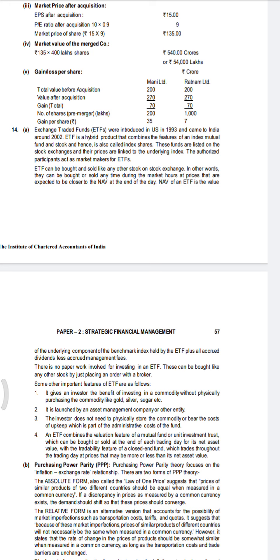There is no paperwork involved for investing in an ETF. These can be bought like any other stock just by placing an order with the broker. Some other important features of ETF are as follows. Commodity benefit without physical. It gives an investor the benefit of investing in a commodity without physically purchasing the commodity like gold, silver, sugar, etc. Administrative cost physically not needed.